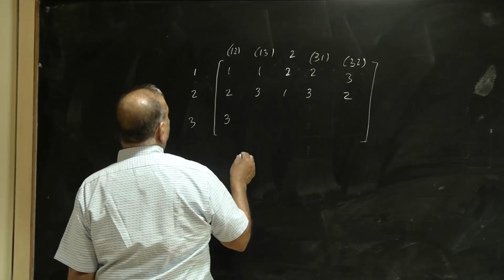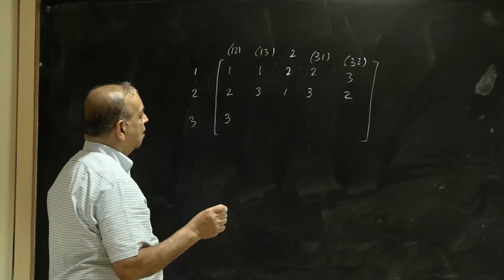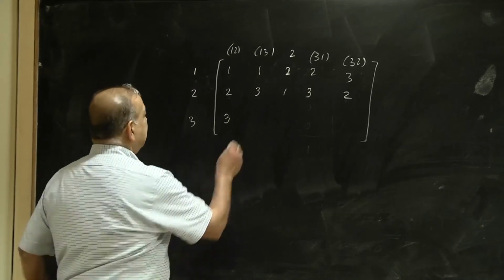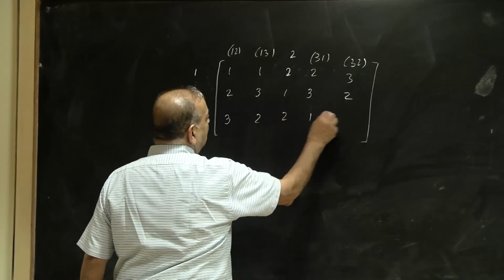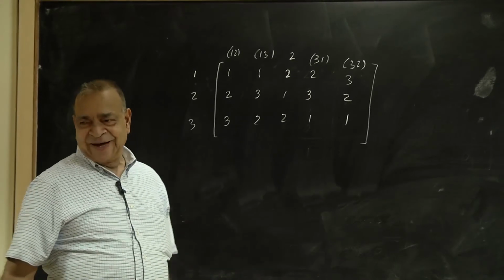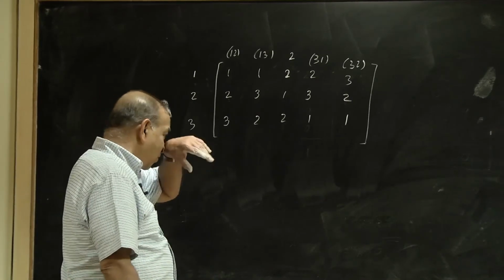3, 2, 2, 1, 1. Huh? Which one? 3, 2, 2, 1, 2, 1. Oh, 3, 2, 2, 1, 1. Okay, that's made. You don't need that now. Because, okay. No, I have to take more time. Okay.